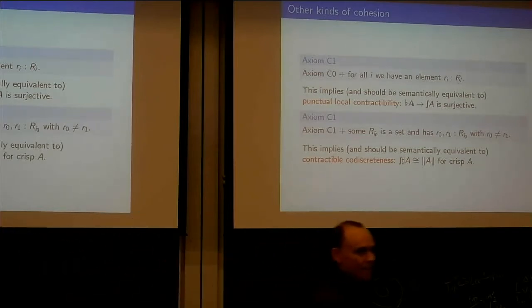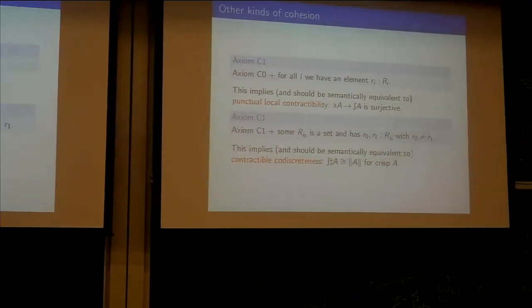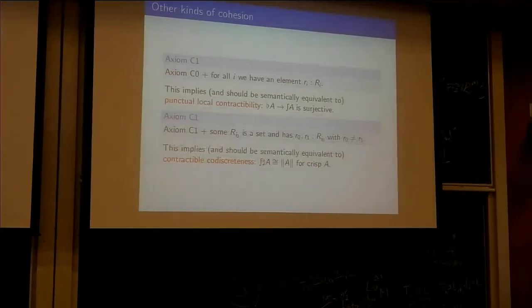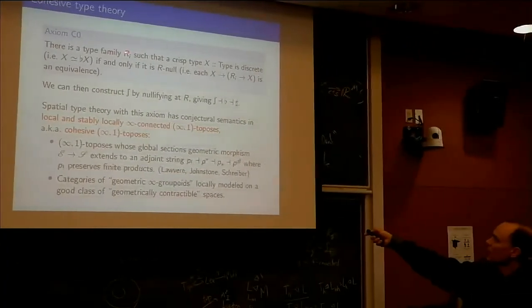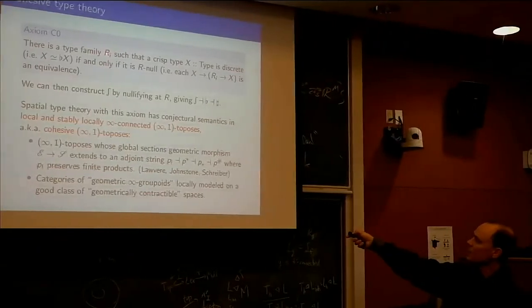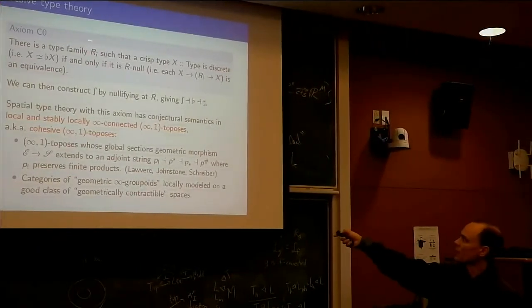So there's nullifying. You have the things that are null, and maybe you want to localize them somehow. You're localizing at this family R, and so that means you're building a reflector into the subcategory of null things. So the null things are the ones which think all these things are contractible.